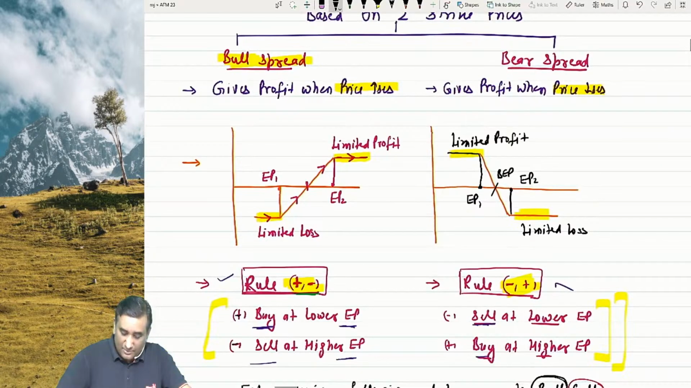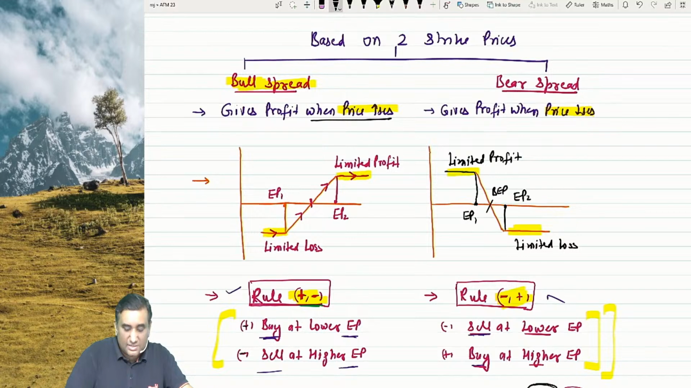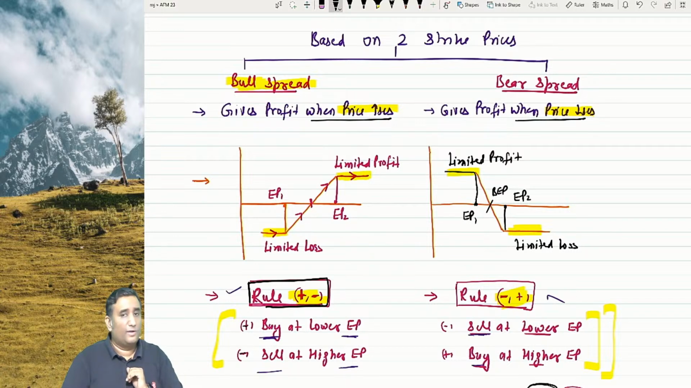If you look at the strike prices we have, what we say, bull is profit when price increases. The bear would be profit when price decreases. Now in exam, you can remember the rule also if you want. Simple way, a plus minus strategy is bullish. Sir, with respect to call or put, both. How can put be bullish, sir? Put writer is bullish.